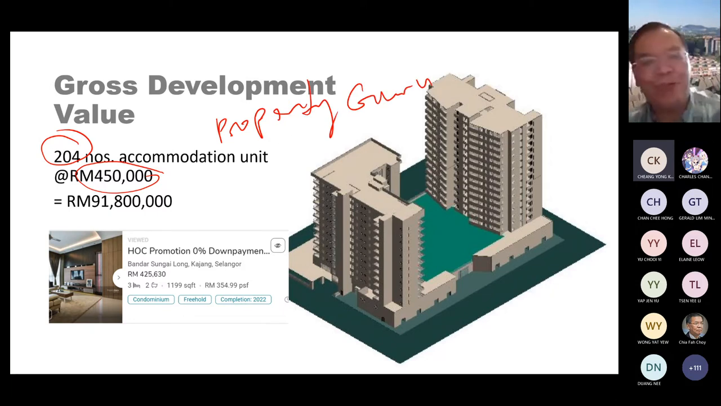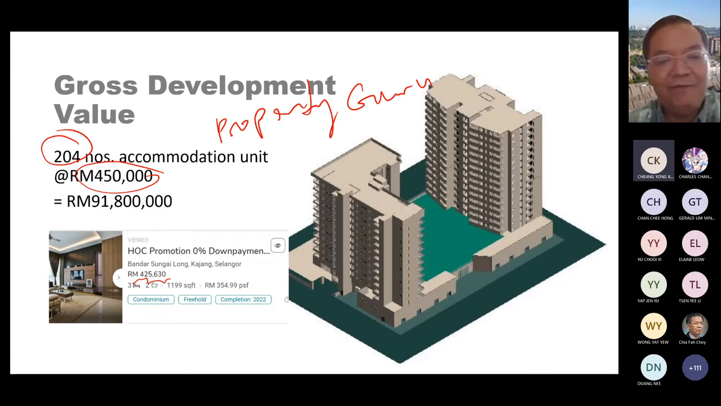Then you can type the location. Let's say your development is in Sungai Long. You search for Bandar Sungai Long, and then for the apartment or for the condominium. So this is what I get from Property Guru. It shows that at the moment they are selling at 425,000.